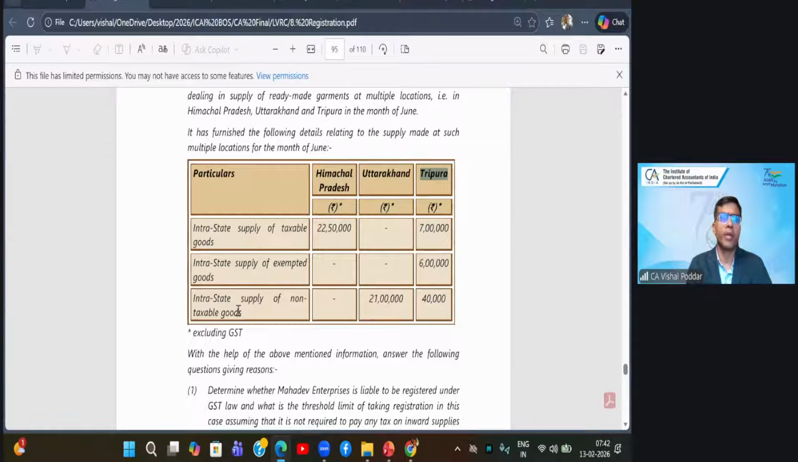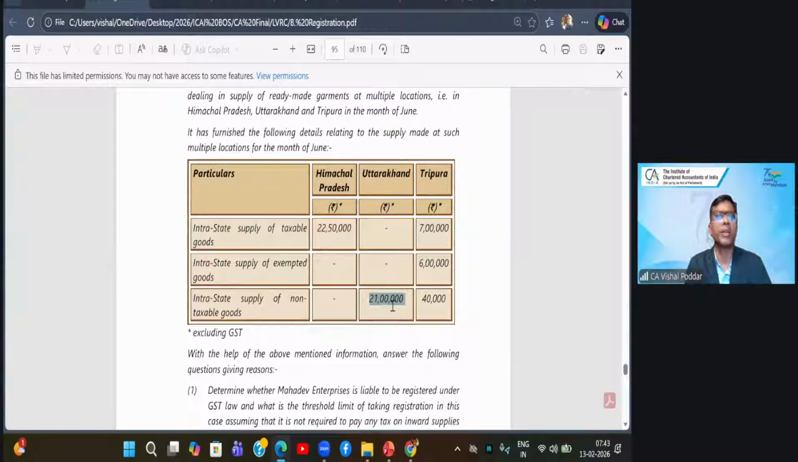Now, when I'm writing the final answer, I will also refer to 23 because my first answer is I need to take registration in all states. However, when I refer to 23, I find that Uttarakhand is a state which is having exclusively transactions only of non-taxable goods, like maybe liquor, and supply of non-taxable goods is treated as exempt supply. Since it is treated as exempt supply and Uttarakhand is not having any other taxable supply, it is only having this supply, which is covered in the definition of exempt supply.